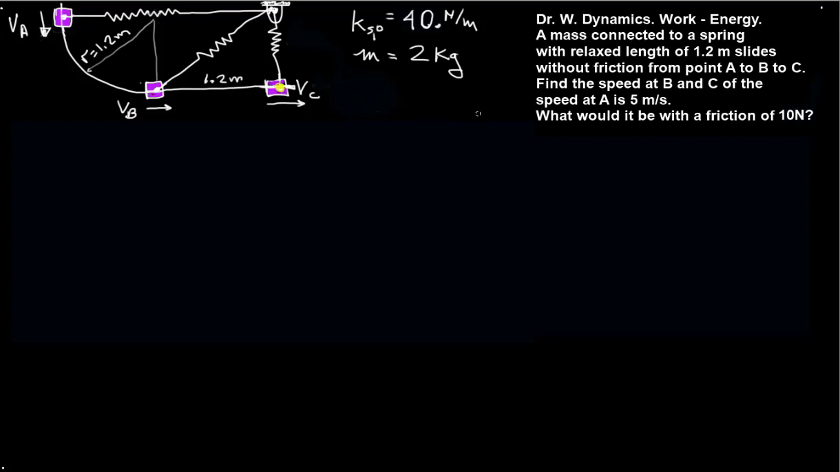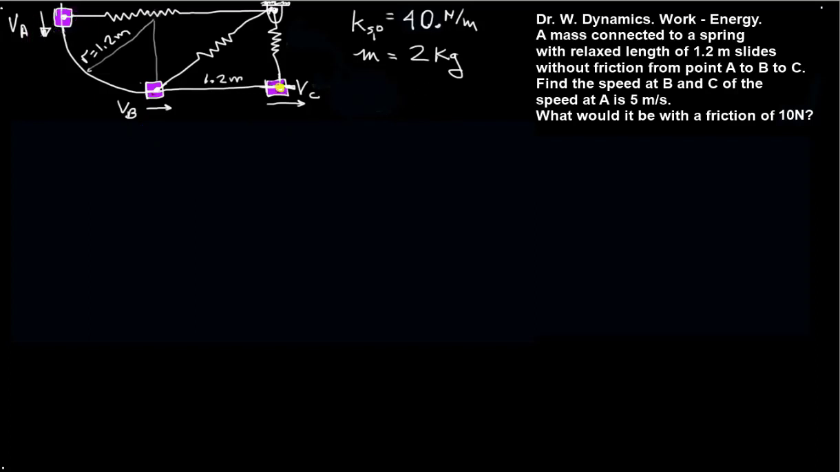Here we have a work energy problem where we have a small mass at A, which is going to slide down a curved ramp that has no friction and then enter a level zone, moving over here to point C. It's connected by a spring that has a relaxed length of 1.2 meters, and it's initially moving at 5 meters per second.